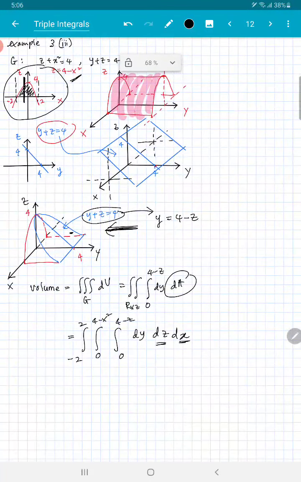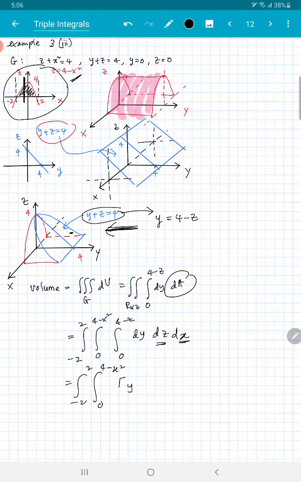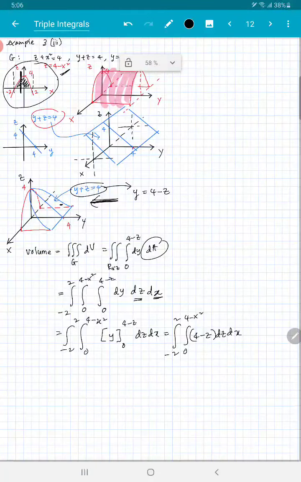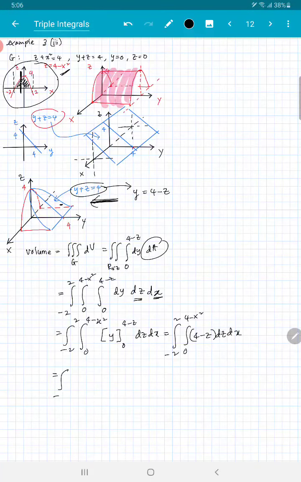Now we can evaluate. Integrate the inner integral first. Integrating 1 with respect to dy, we get y. Replace y with upper limit 4 minus z and lower limit 0. We still have dz dx, from 0 to 4 minus x squared. Replacing y with the upper limit, we have 4 minus z minus the lower limit 0.